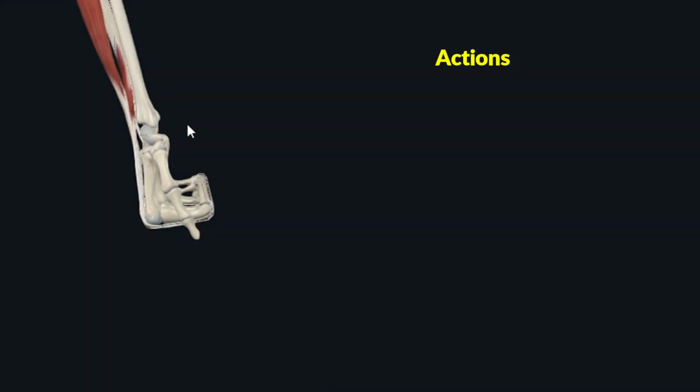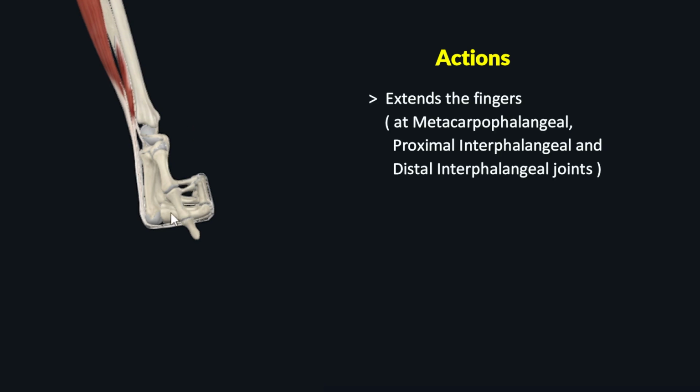So, moving towards the actions of this muscle. So, this muscle performs three important actions. The first action of this muscle is obvious from the name of this muscle, extensor digitorum, which means that this muscle extends the digits, that is the fingers, at the metacarpophalangeal and proximal and distal interphalangeal joints.